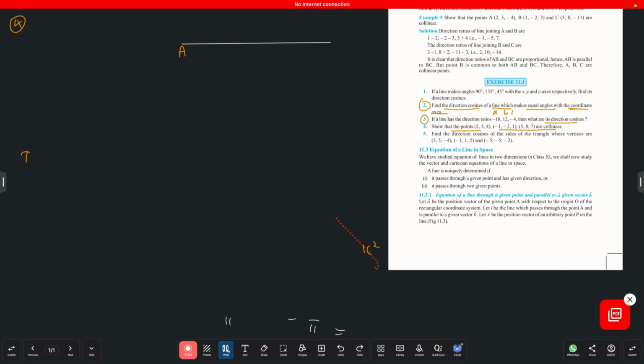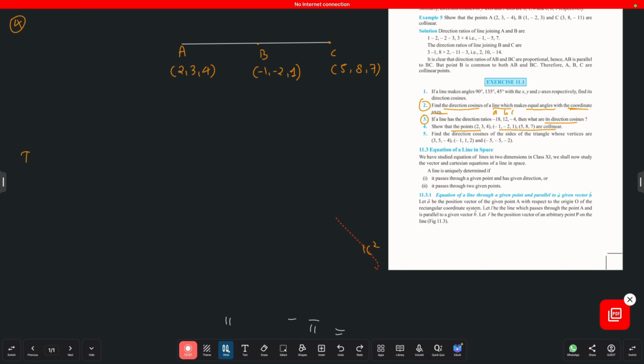A point, B point, C point. Write ABC values: 2, 3, 4; 2, 3, 4; and -1, -2, +1; 5, 8, 7. Okay. With the help of direction ratios, if 3 points are collinear, then the direction ratios of AB and the direction ratios of BC should be in the same proportion.